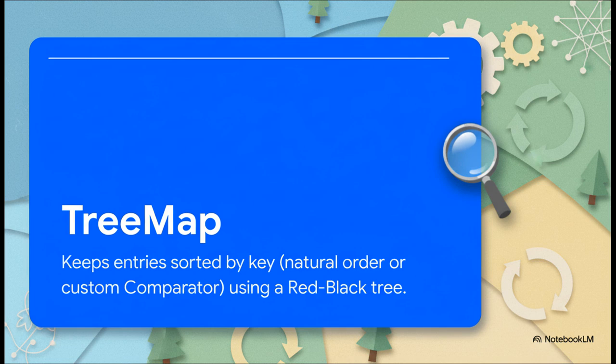Meet TreeMap. It couldn't care less about insertion order. Instead, it uses a really cool data structure called a red-black tree to automatically keep all of its entries sorted for you. The trade-off? A tiny performance hit.